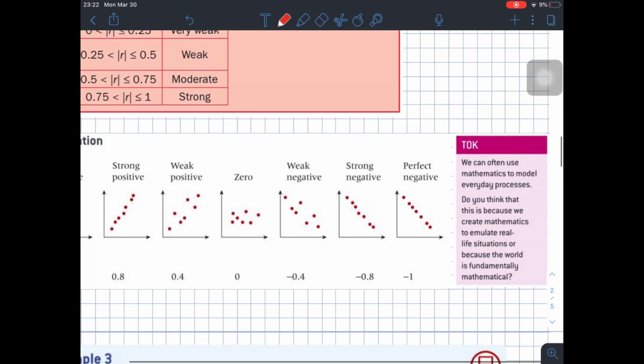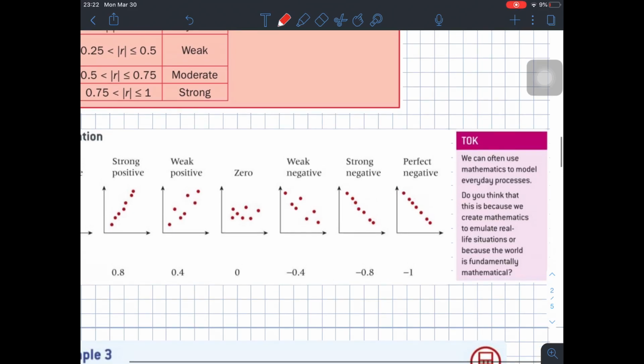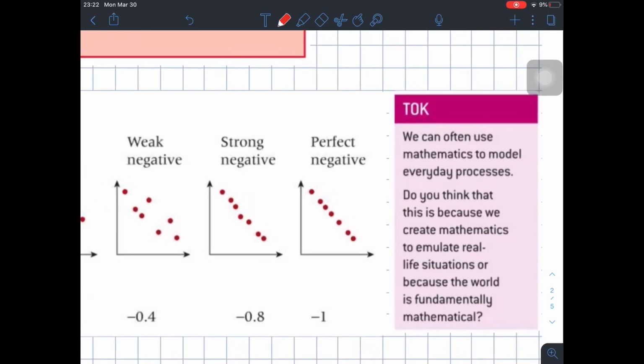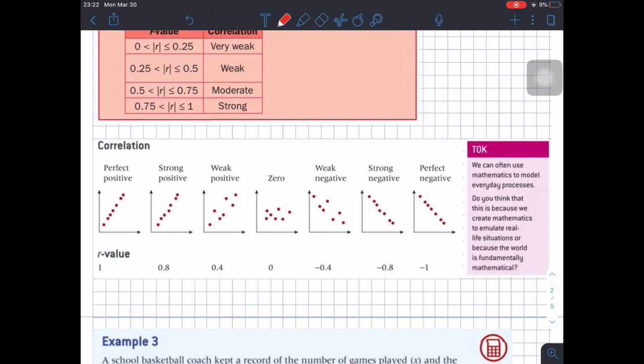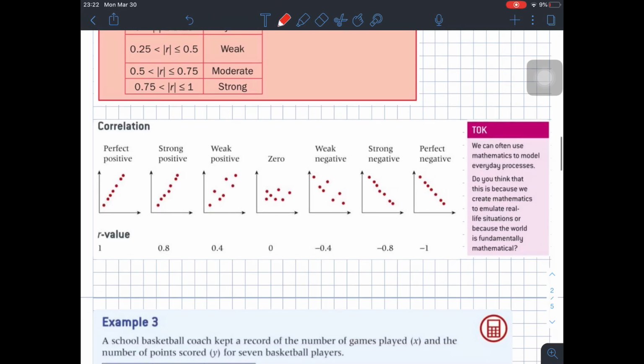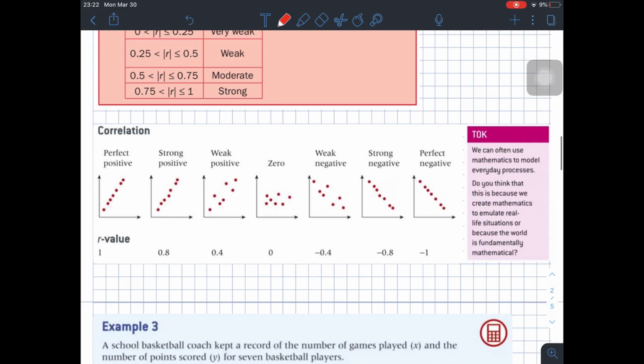Here's a TOK question for you to think about. It says, we can often use mathematics to model everyday processes. Do you think that this is because we create mathematics to emulate real-life situations, or because the world is fundamentally mathematical? Try to think about this question for yourself, okay? This will foster your creativity a little bit.